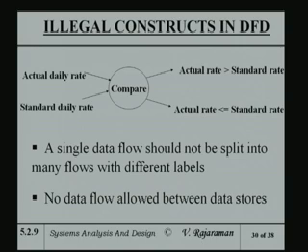single data flow should not be split up into many flows with different labels. Like output, you can say here, actual rate greater than standard rate, actual rate less than or equal to, and also the compare is a single comparison instruction. The comparison instruction is a single one, which again is not really a process. So no data flow can be allowed between stores, because stores are both dumb stores.